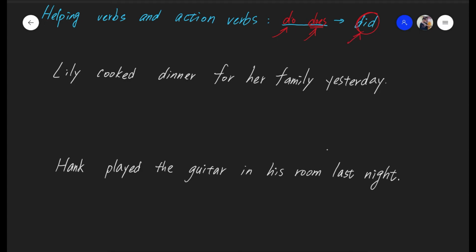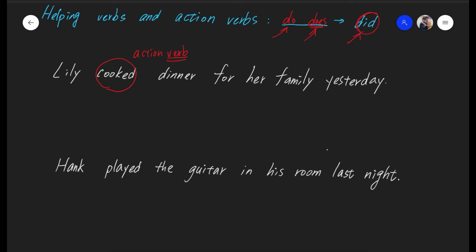Now, when do we use the helping verb? We use the helping verb when there is an action verb in the sentence, and we want to make a question. So we need the help of a helping verb to do that. For example, let's take a look at sentence number 1. Lily cooked dinner for her family yesterday. Cook is the action verb. Okay, this is the action verb.